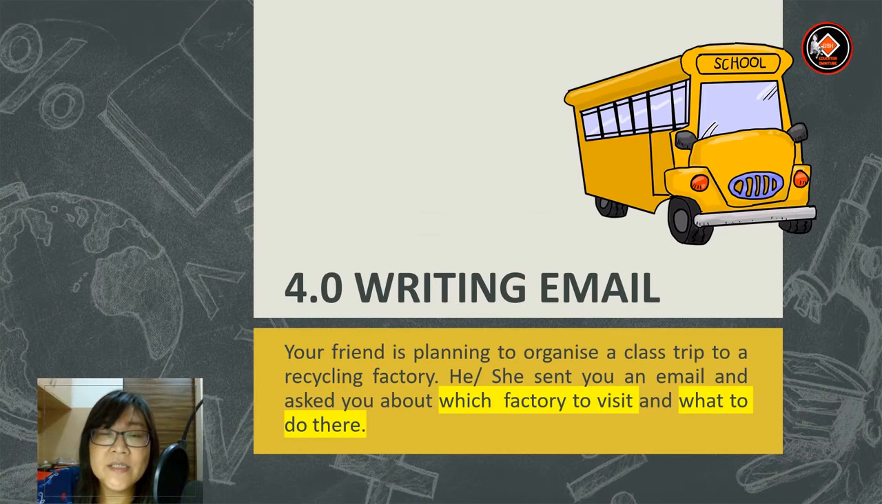Next activity. It is writing an email. Your friend is planning to organize a class trip to a recycling factory. He or she sent you an email and asked you about which factory to visit and what to do there.